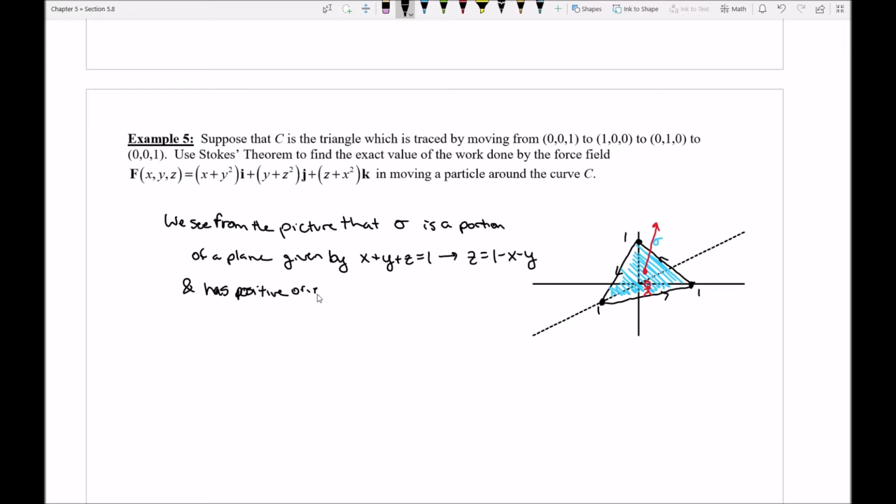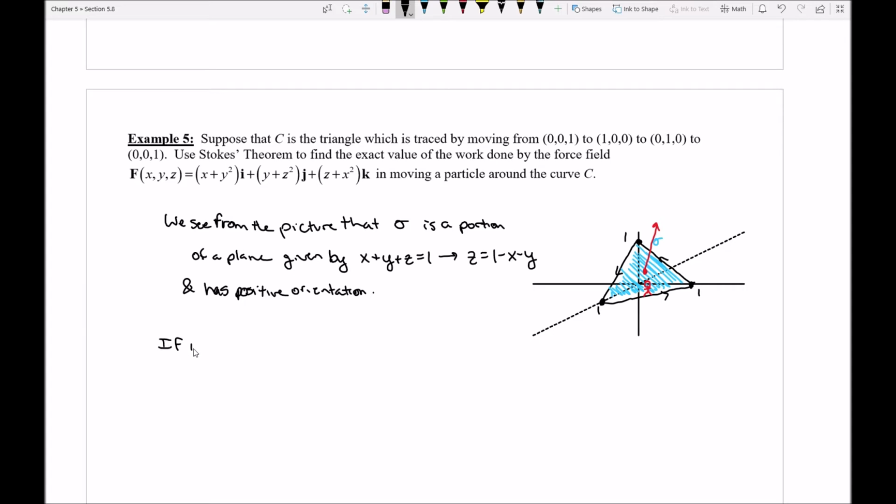So we'll say this has positive orientation, right? It's pointing upward. Now, we want to think about a couple other things. We want to determine the values of x and y that would ultimately yield this particular surface, right? We want to know what's the region that we're working over. So I can go ahead and state this.